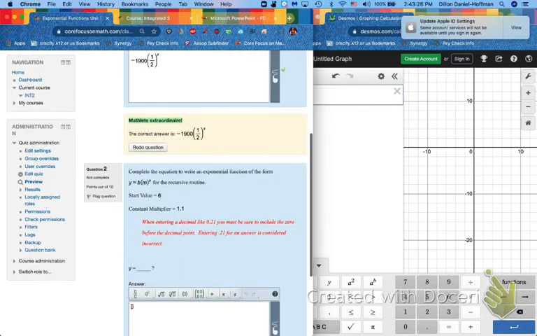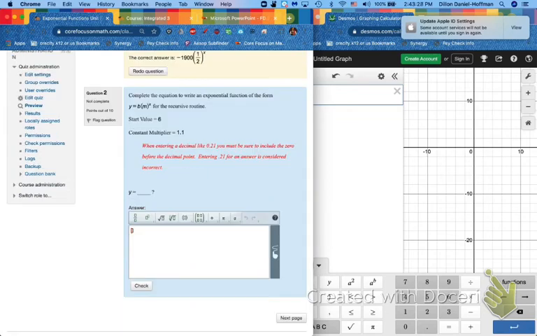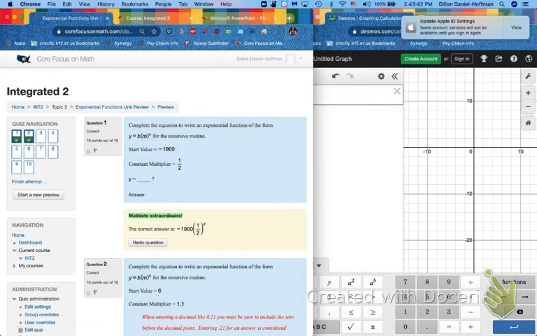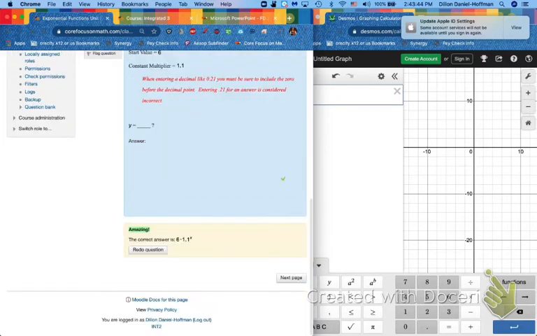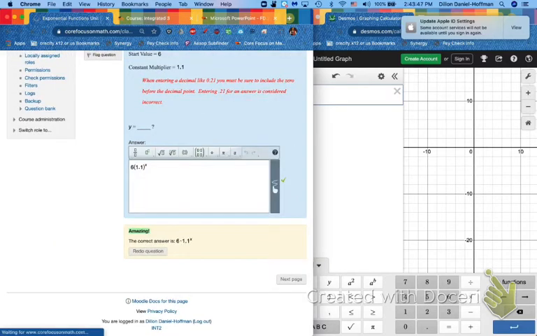Same thing on number 2. We've got a start value of 6. I press left parenthesis, it immediately gives me both of them, so I can just put 1.1 in front of that. It's kind of handy, you just got to get used to it. And then an x up in the exponent. Nice little review of just writing these functions.